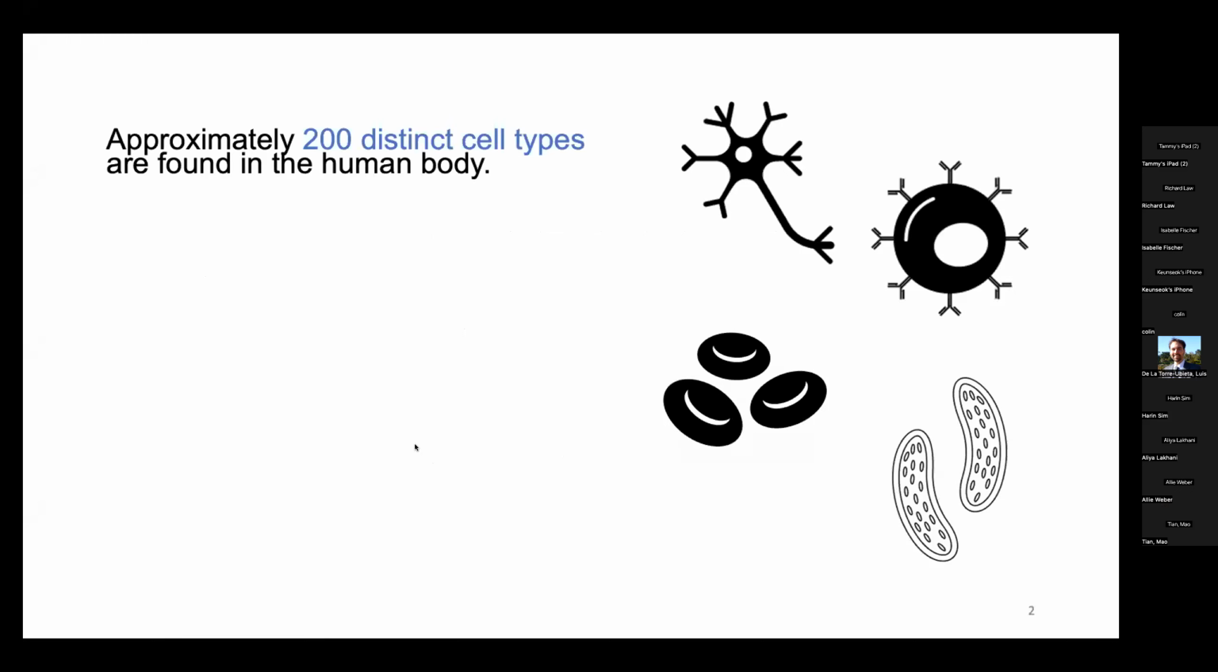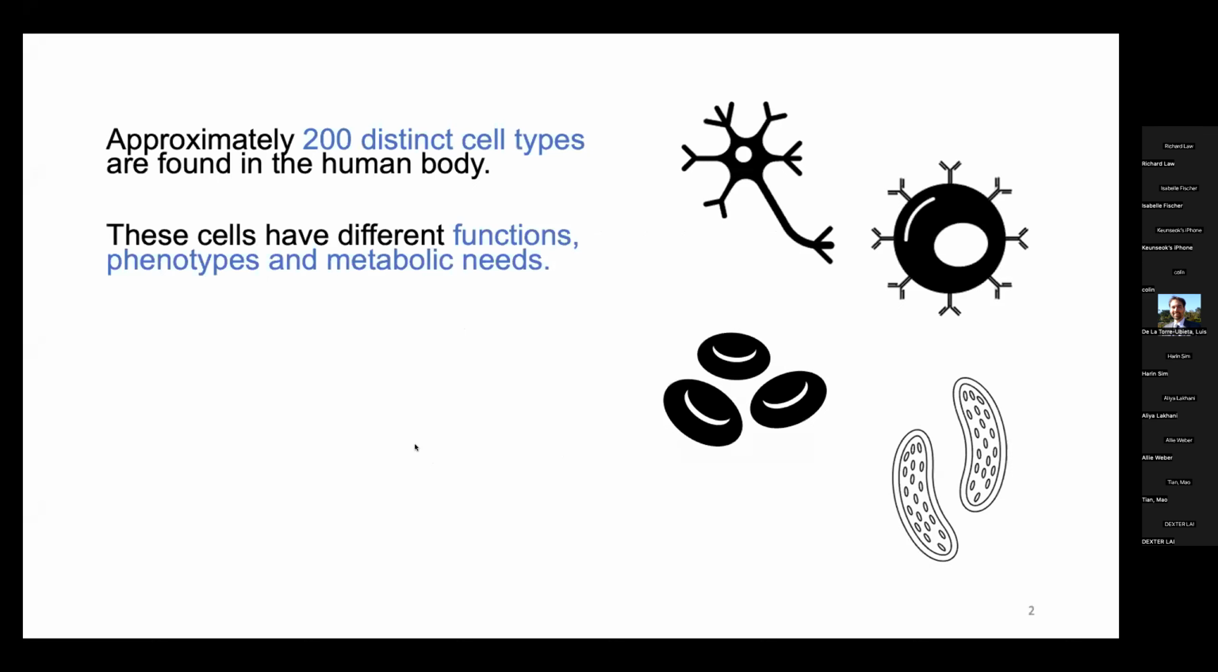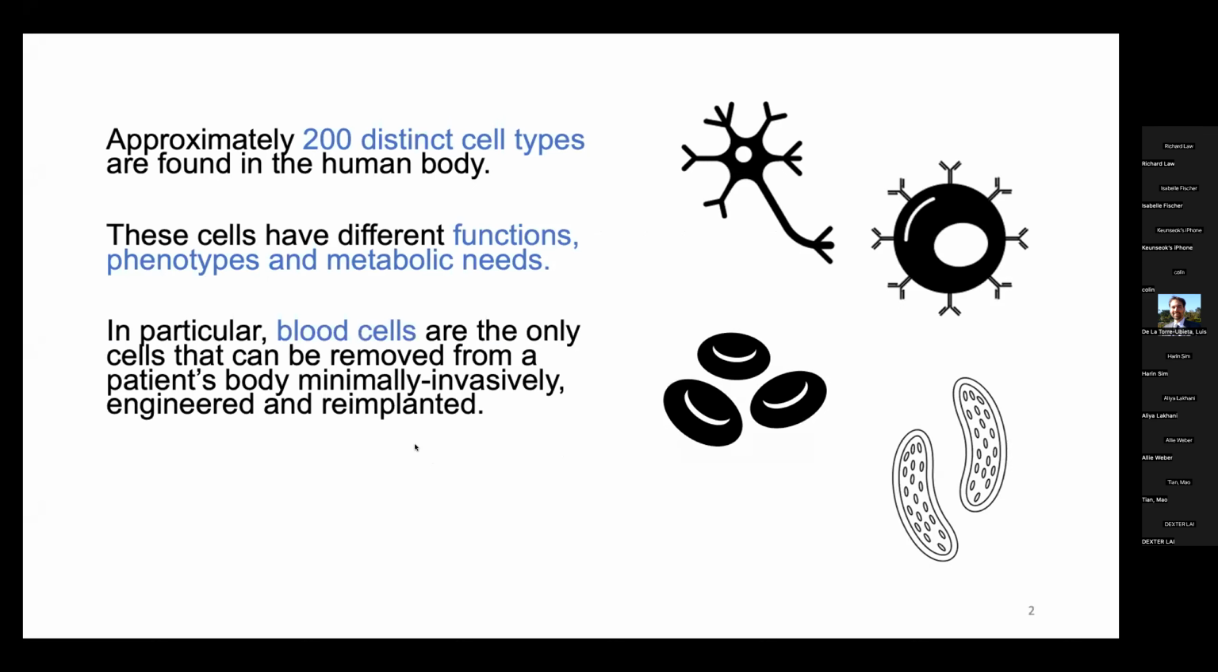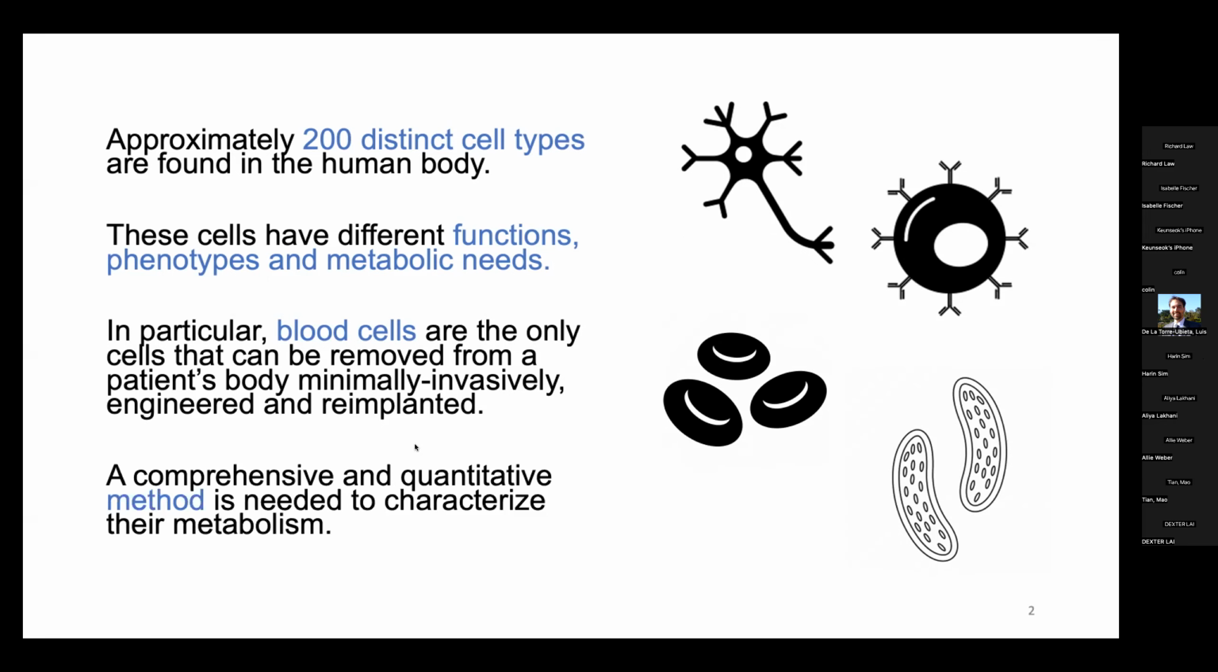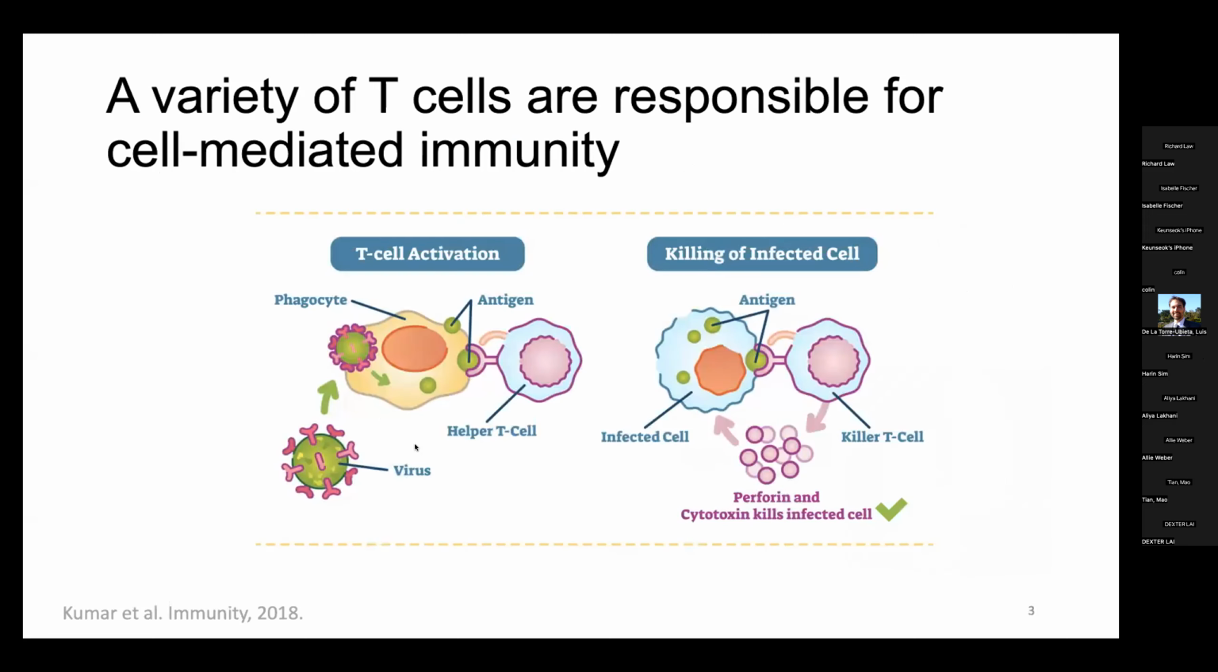So there are approximately 200 distinct cell types in the human body. All of these cells have different functions, phenotypes, and metabolic needs. In particular, we're interested in blood cells because they're the only cells that we can remove from a patient's body minimally invasively, then we can engineer them and reimplant them. And so we need a comprehensive and quantitative method to really quickly characterize their metabolism. And my project in particular has been focused on T cells.